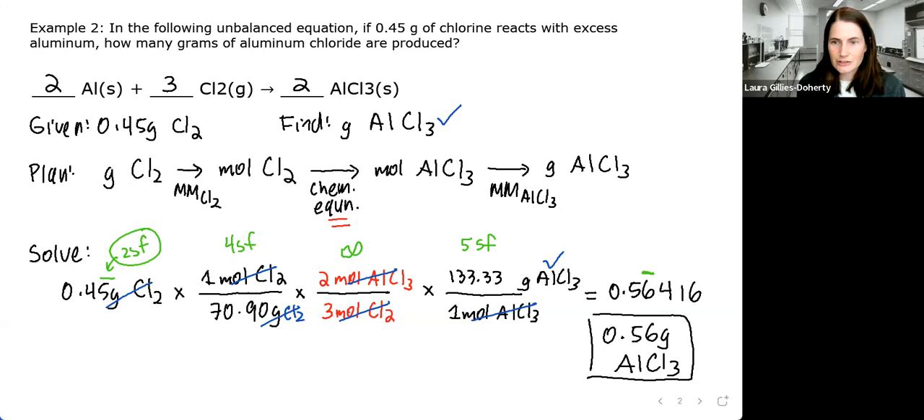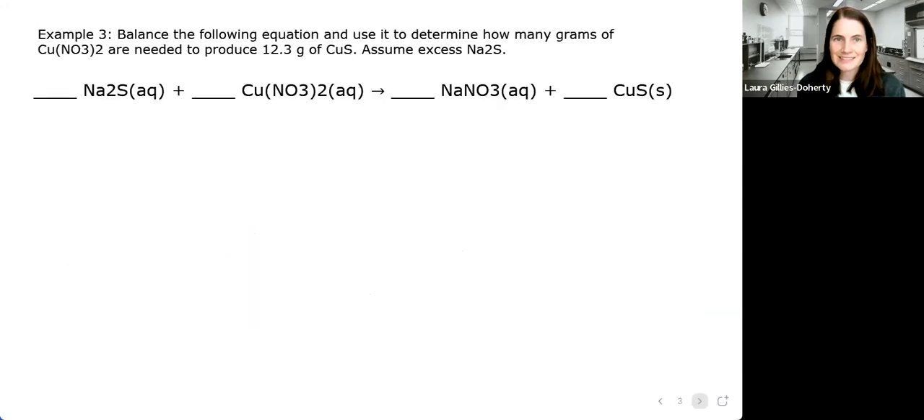Okay, let's move on and do our third example. So balance the following equation and use it to determine how many grams of copper 2 nitrate are needed to produce 12.3 grams of copper sulfide.